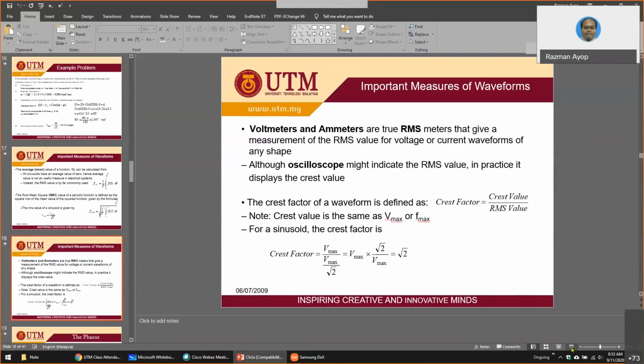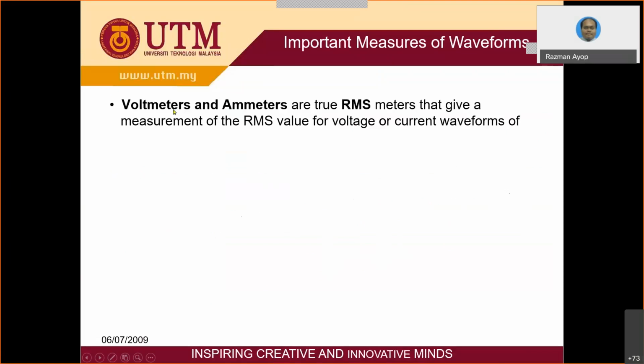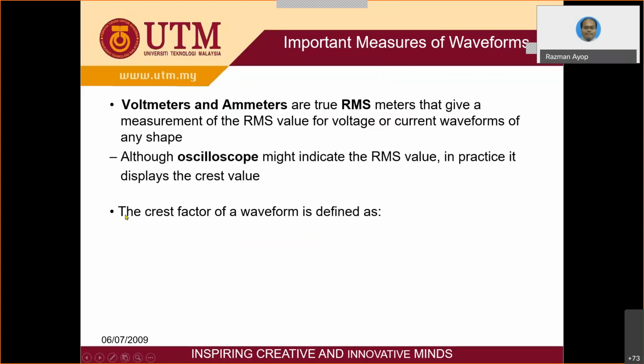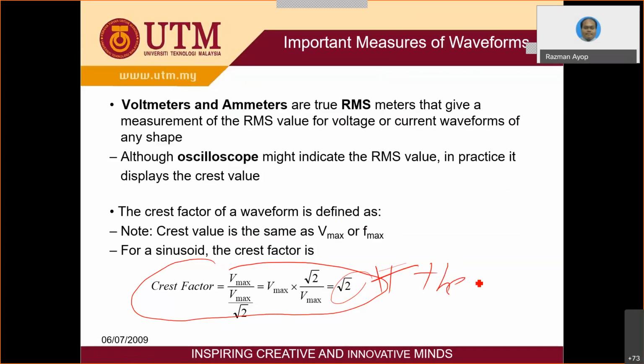Another one is crest factor. Voltmeters and ammeters show RMS. And lastly, the crest factor is this one. Just use the formula. Crest factor for sinusoidal is square root 2. This is usually in theory, make sure you know this. How to calculate crest factor is basically V max divided by the RMS.